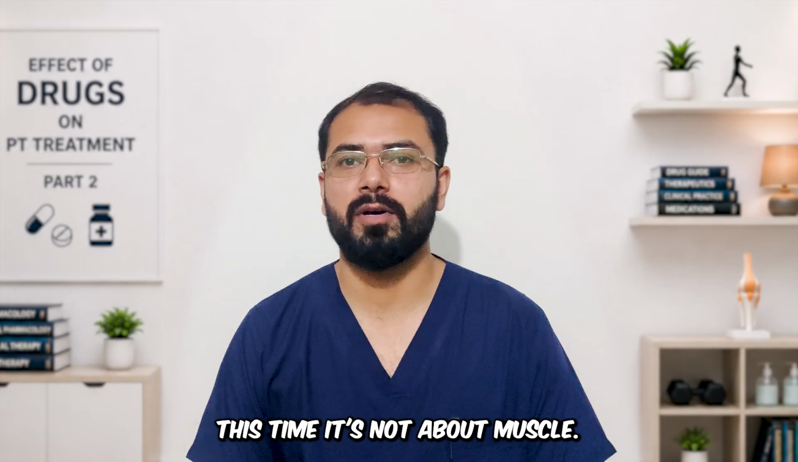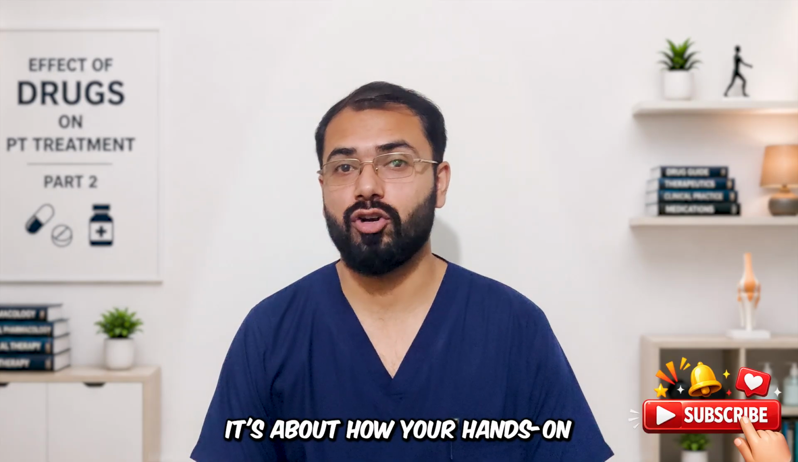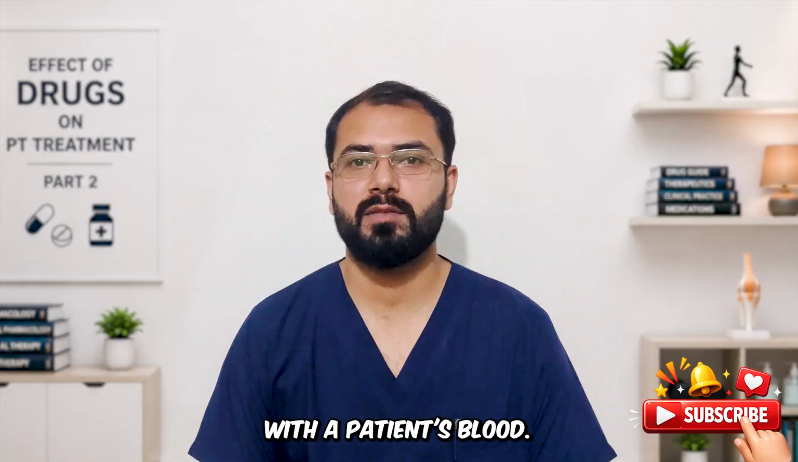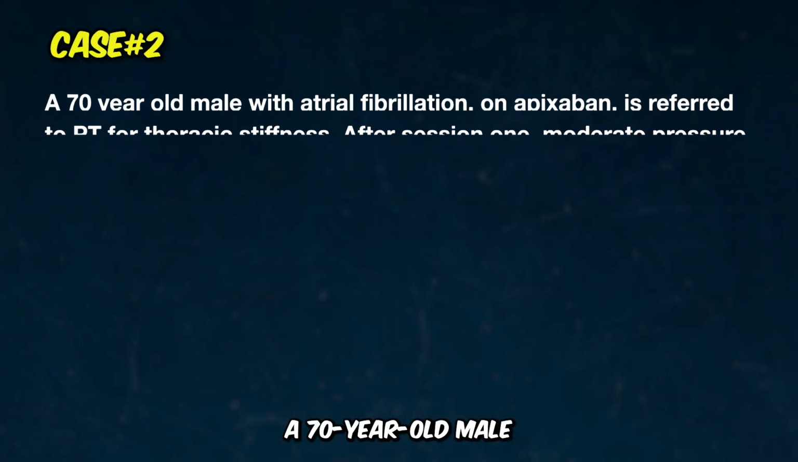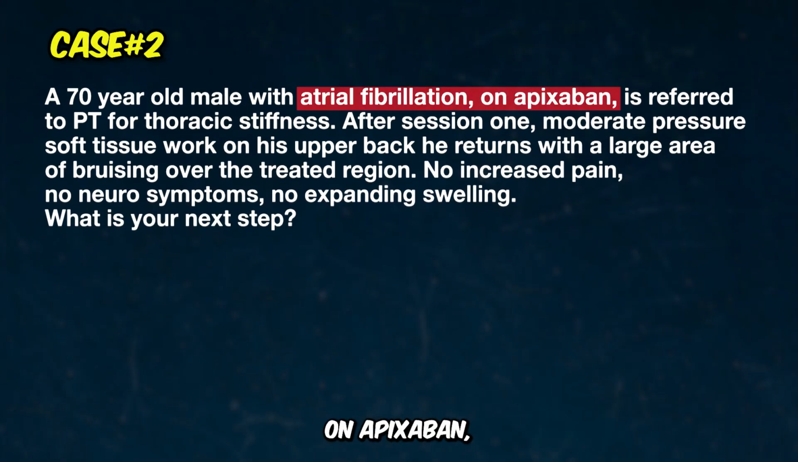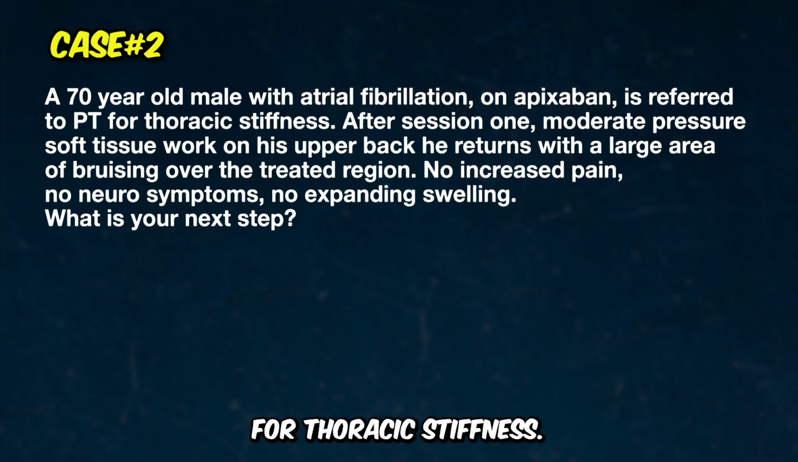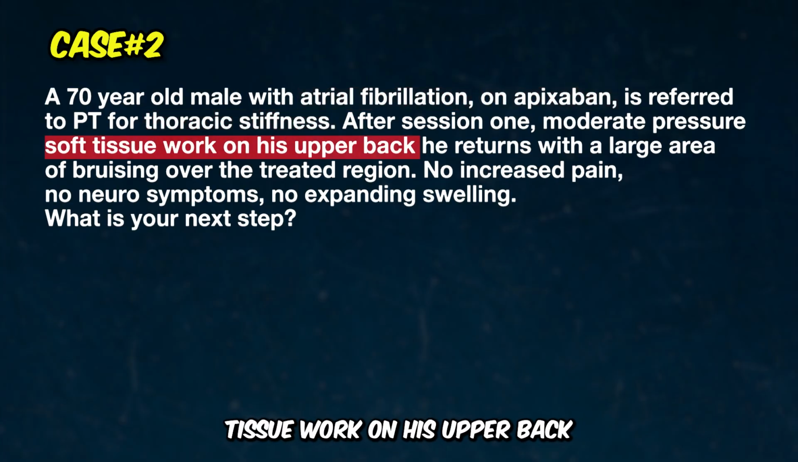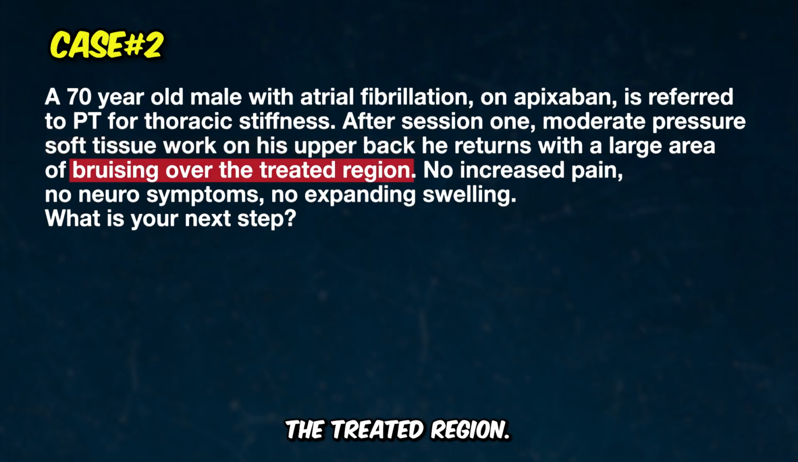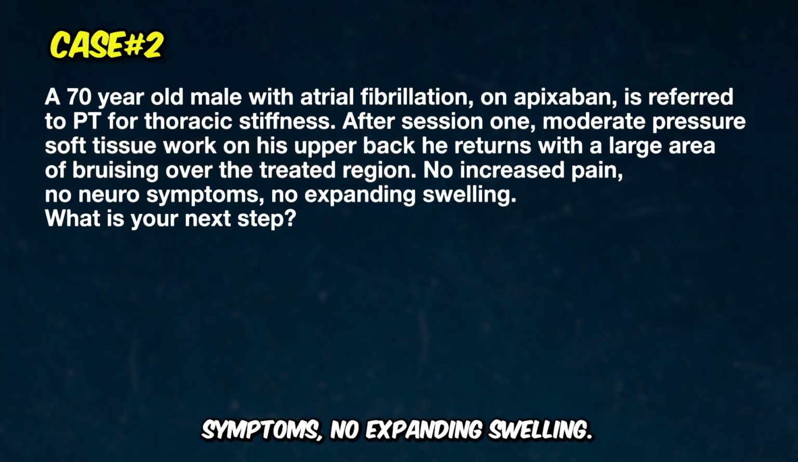This time it's not about muscle, it's about how your hands on treatment interacts with the patient's blood. Let's go. A 70-year-old male with atrial fibrillation on Apixaban is referred to PT for thoracic stiffness. After session 1, moderate pressure soft tissue work on his upper back. He returns with a large area of bruising over the treated region, no increased pain, no neuro symptoms, no expanding swelling. What is your next step?